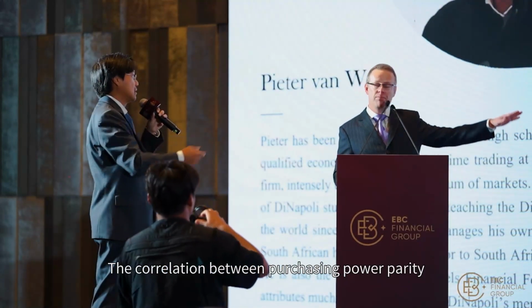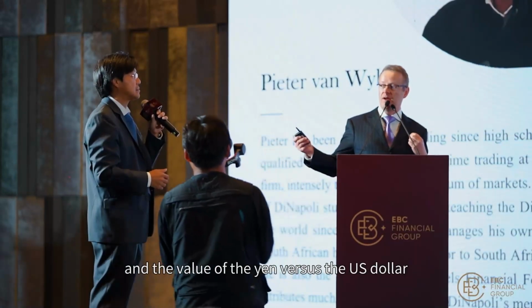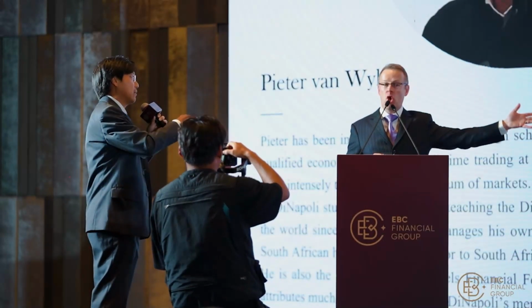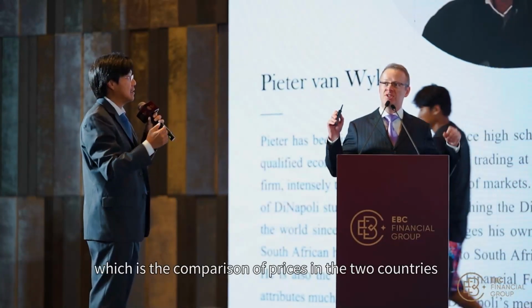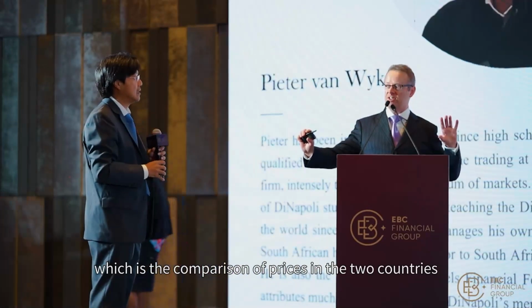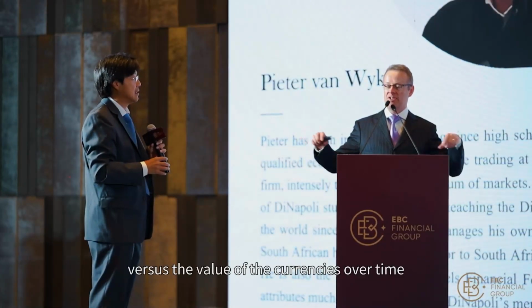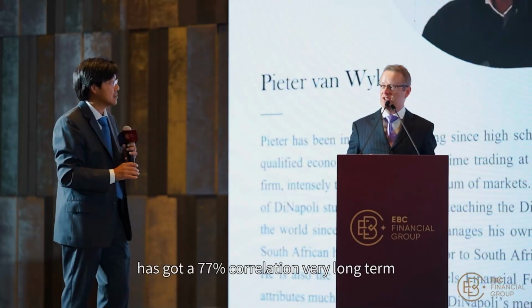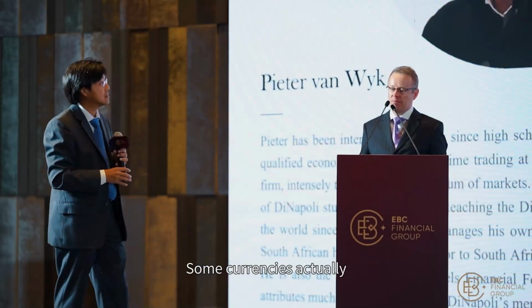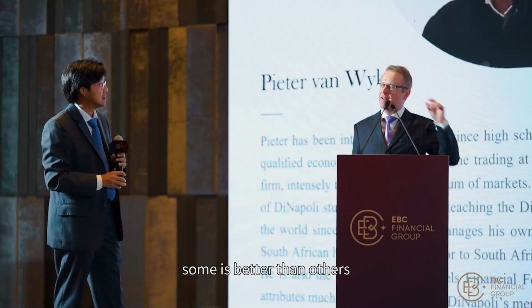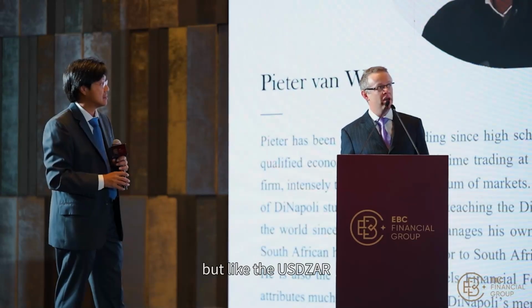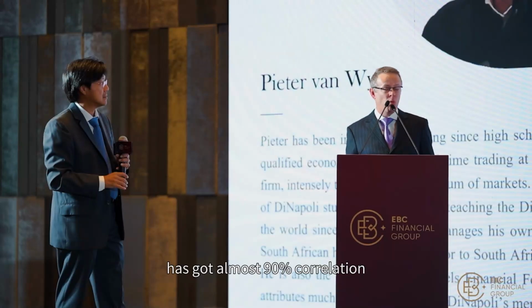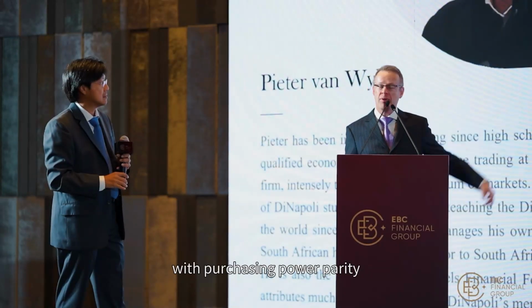The correlation between purchasing power parity and the value of the yen versus the US dollar is about 77%. Okay. Over the long term. The purchasing power parity, which is the comparison of prices in the two countries for the same stuff, versus the value of the currencies over time, has got a 77% correlation very long term. Some currencies are better than others, like the dollar rand, which is my currency for South Africa, which has almost 90% correlation with purchasing power.